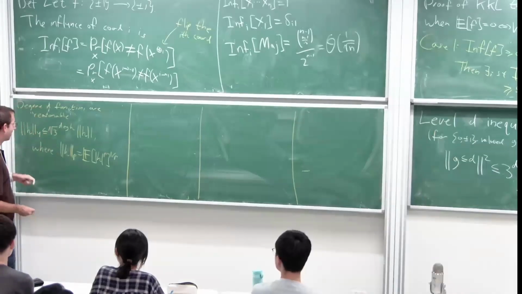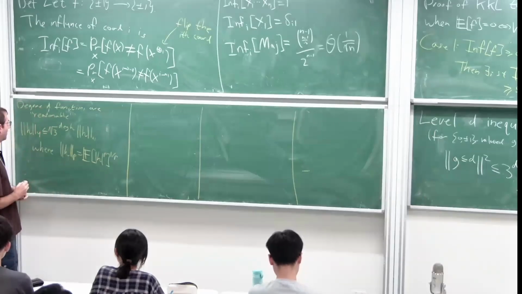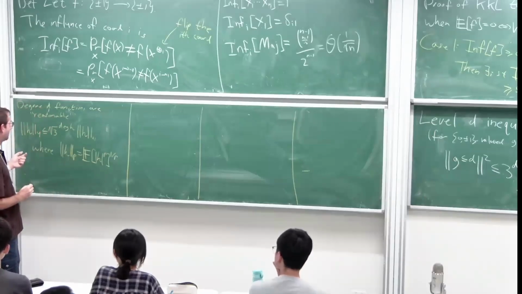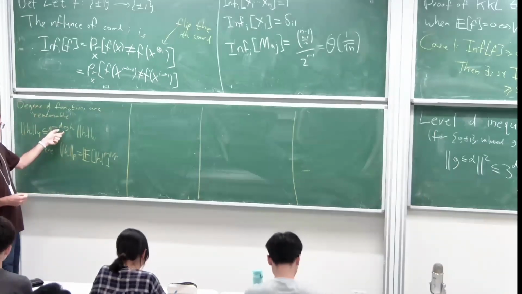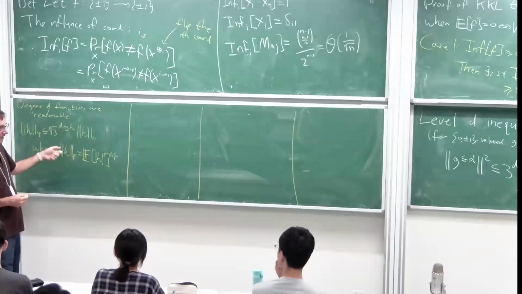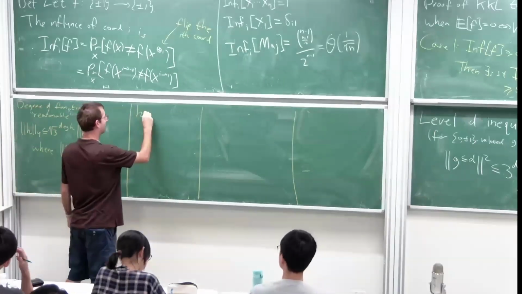Okay, so what's going on here? This is the L2 norm. This means that we can compare the 4 norm and the 2 norm of a function if it has low degree. Now in general, we cannot do this. So let's say that h is the delta function.